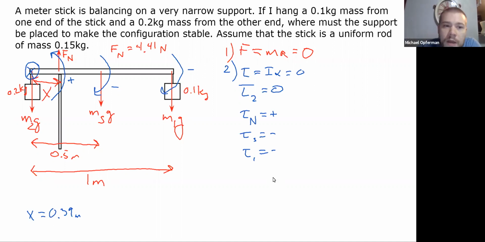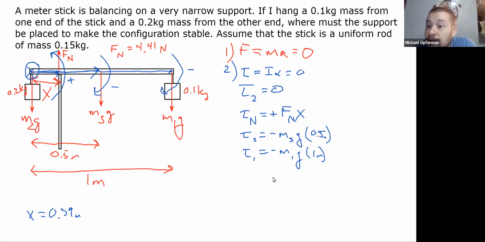And remember that when I write down these L values, I have to measure my L values from the location of the axis of rotation all the time. So the first L value, for torque N, is going to be this distance here from the axis to the support. That's x. The second one is going to be from the axis to the center of the rod. That's 0.5. The third one is going to be from the axis of rotation to the end of the rod. That's going to be 1 meter.